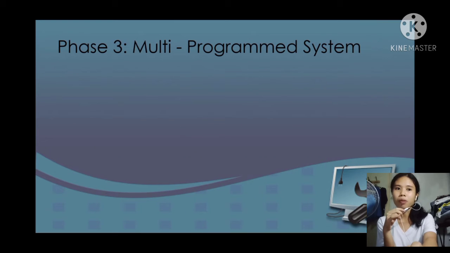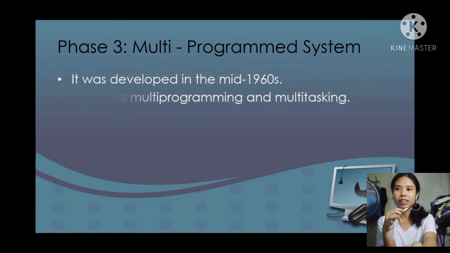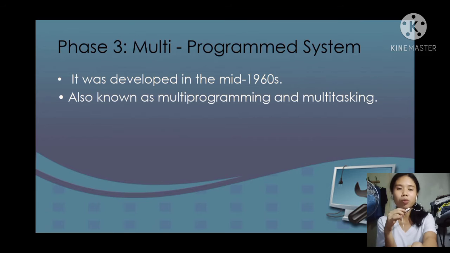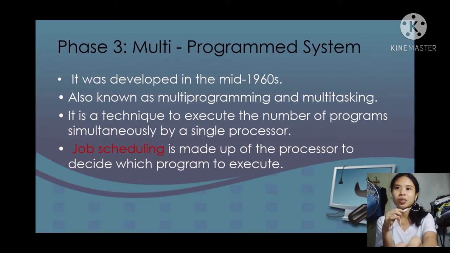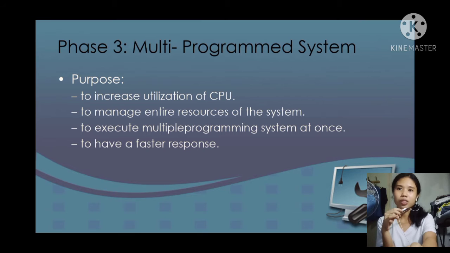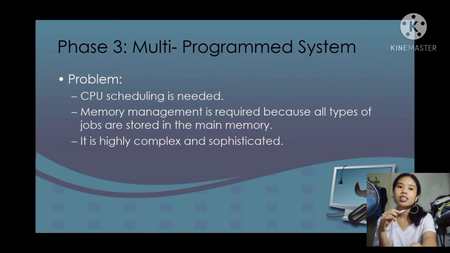Phase 3 is the multi-program system developed in the mid-1960s and also known as multi-programming or multitasking. Dito naman ay pwedeng mag-execute ng multiple programs but using only one processor machine. So, purpose niya is to increase utilization of CPU, to manage entire resources of the system, to execute multi-programming system at once, and to have a faster response. Para maging mas mabilis yung response kasi yung process sa naunang phase ay mabagal. So they want to upgrade the system of the CPU.